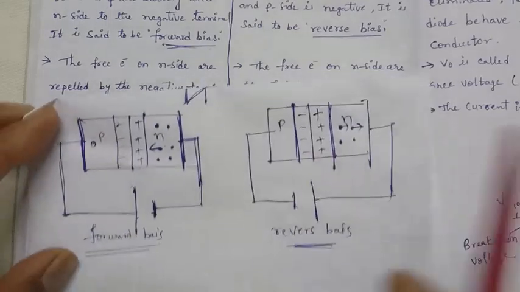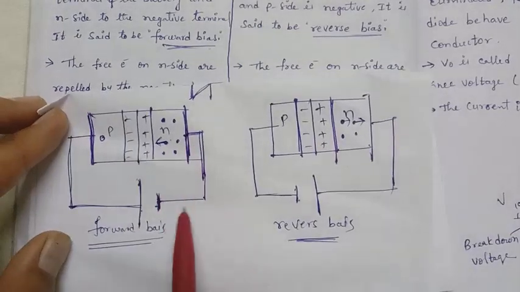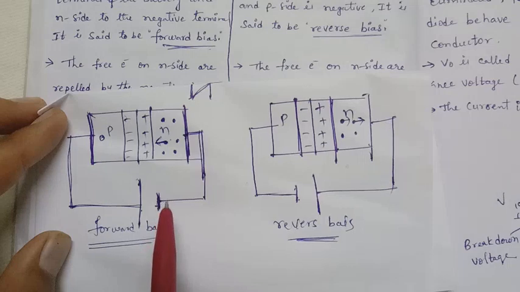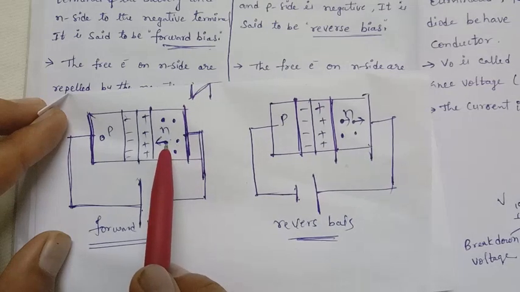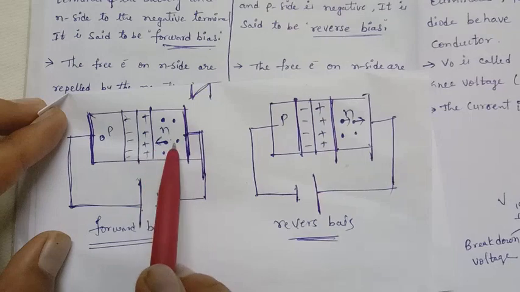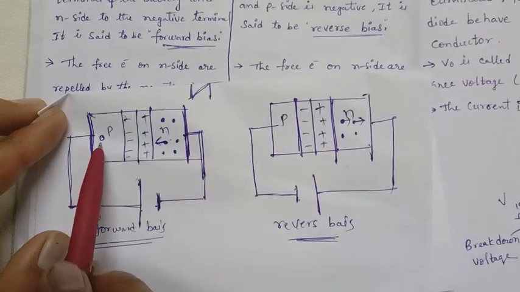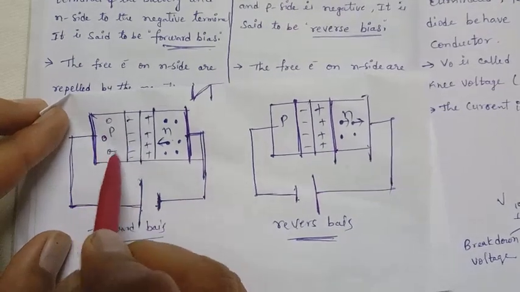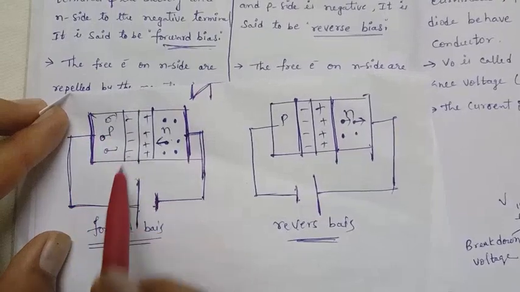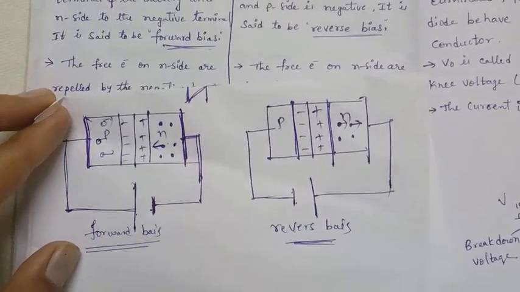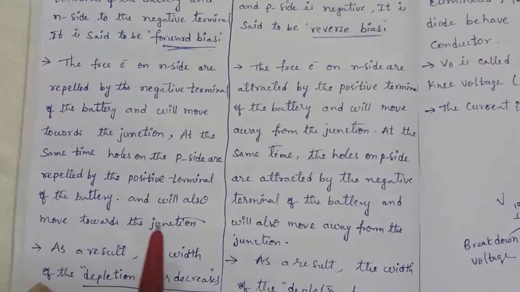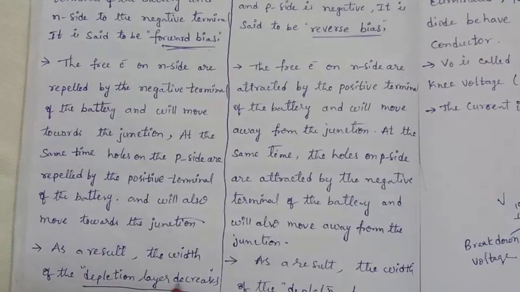So here, when the N side is connected to the negative terminal, the electrons are repelled and automatically move towards the junction, and the holes also move towards the junction. That's why the width of the depletion layer decreases.